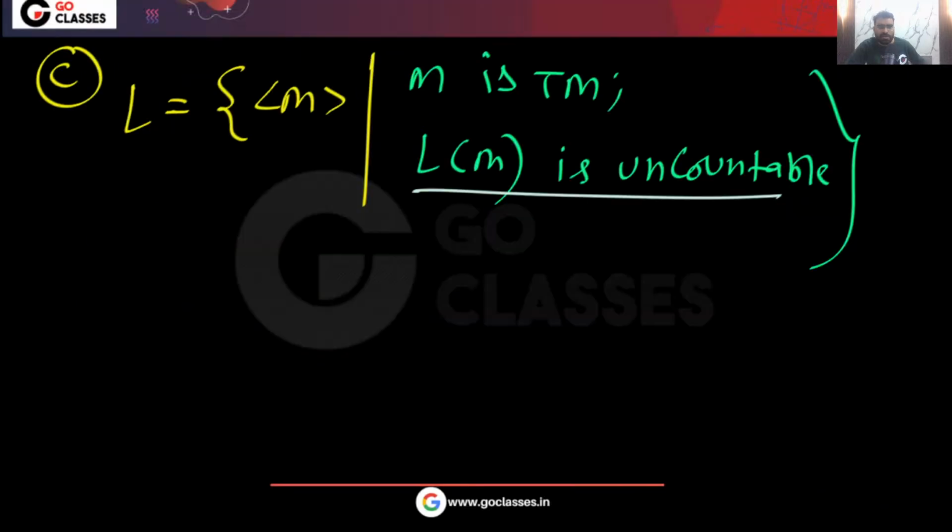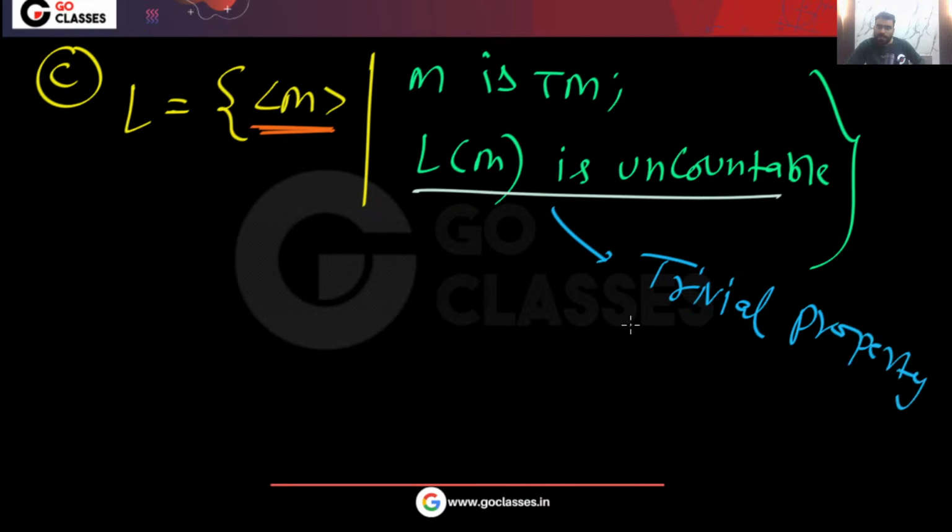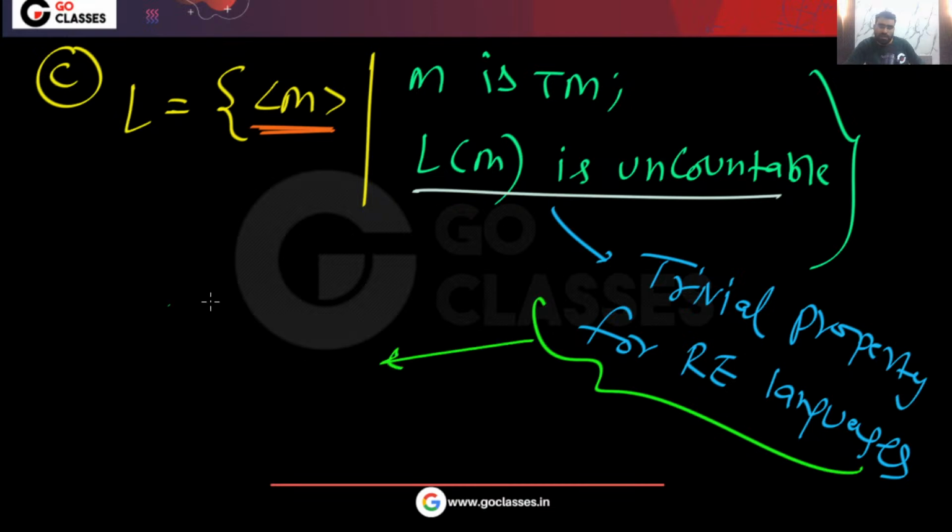So you can see here in option C, we have the set of encodings of Turing machines where the language of the Turing machine is uncountable. This is a trivial property for RE languages. Why? Because every RE language will dissatisfy this. Yes or no? Because I can say no RE language satisfies this.